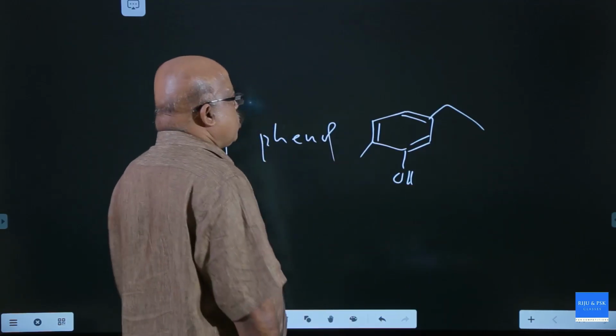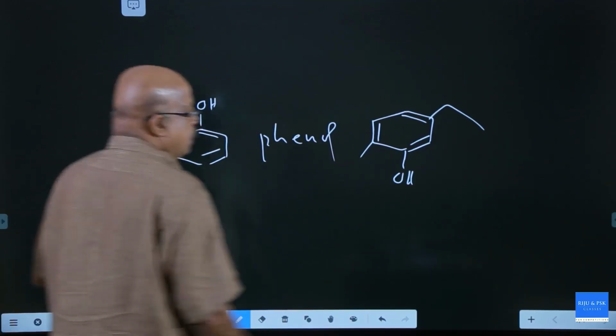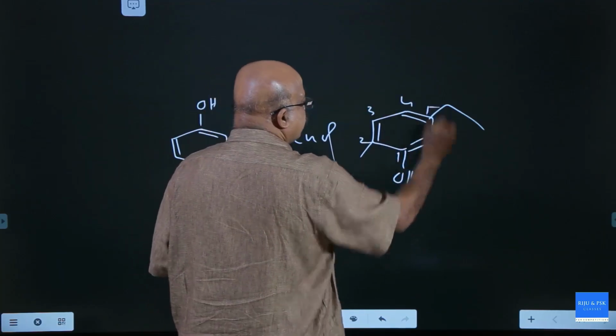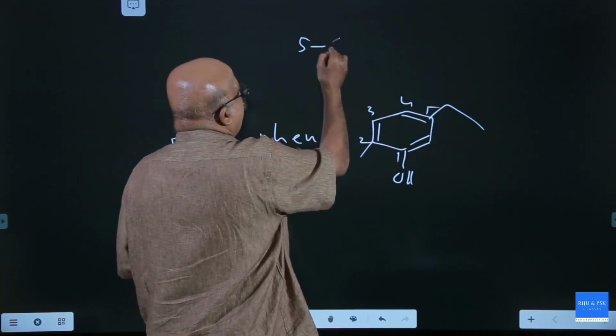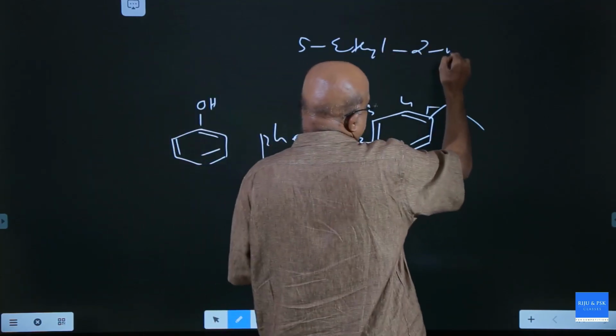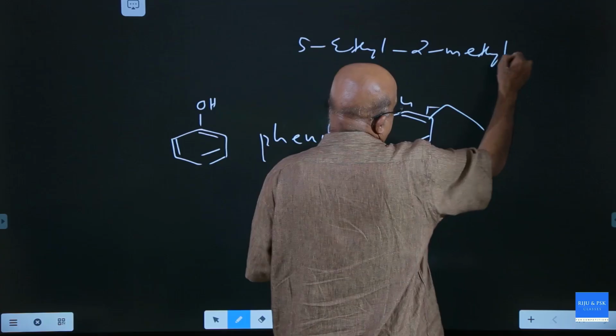There are 2 substituents, ethyl and methyl. This is the first carbon, second, third, fourth, fifth. It is 5-ethyl-2-methylphenol.